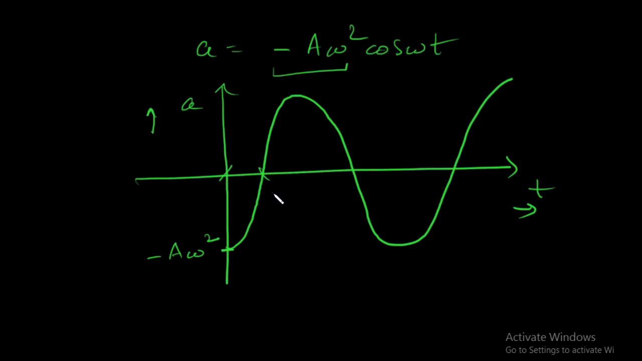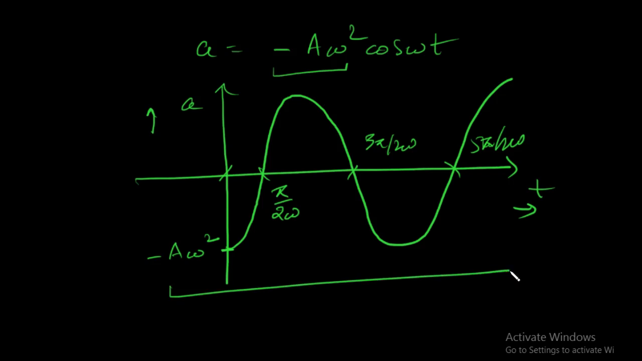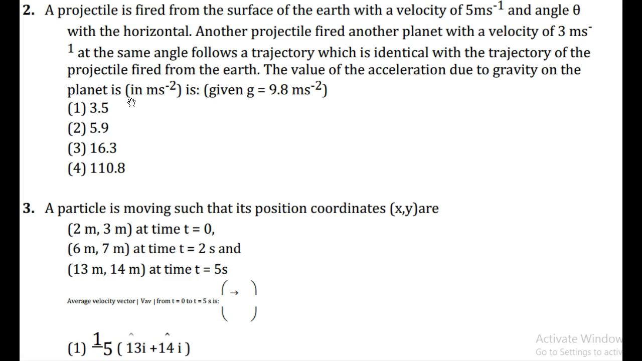This would be pi over 2 omega, this would be 3 pi over 2 omega, and this would be 5 pi over 2 omega. This is the graph of acceleration versus time. So you see this is exactly what I've drawn, and the third option is our answer. It's starting from negative. It has to start from negative, because it is minus a omega square. Alright, so let's get to the next question.